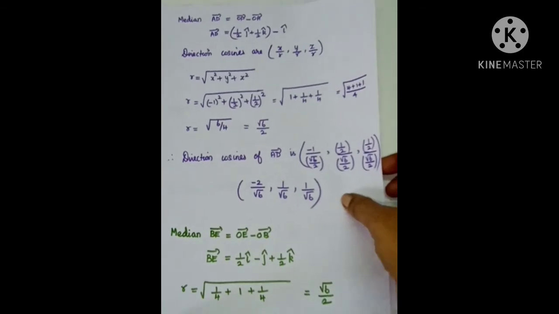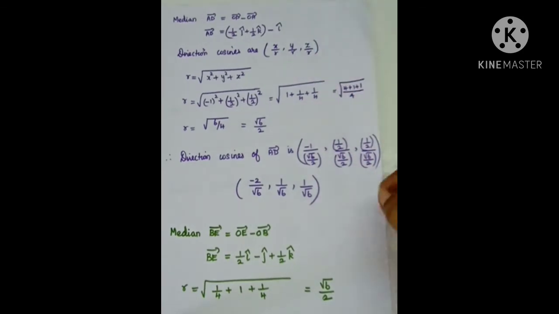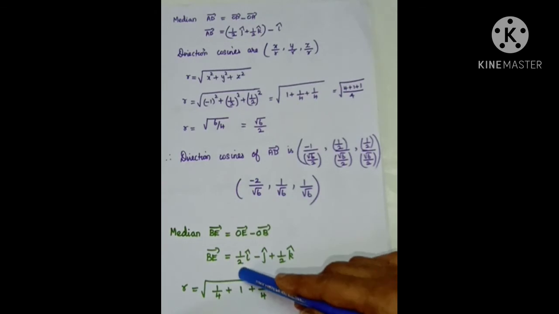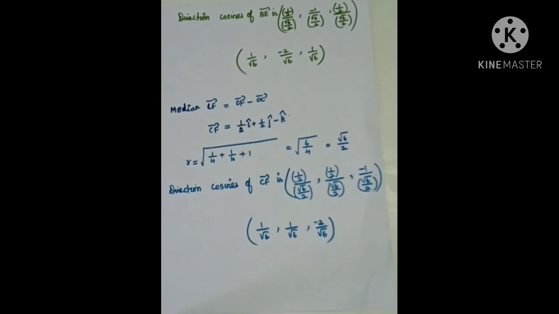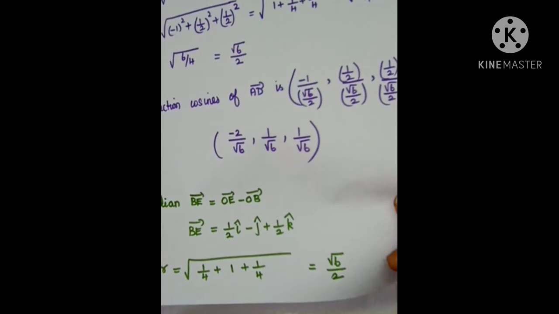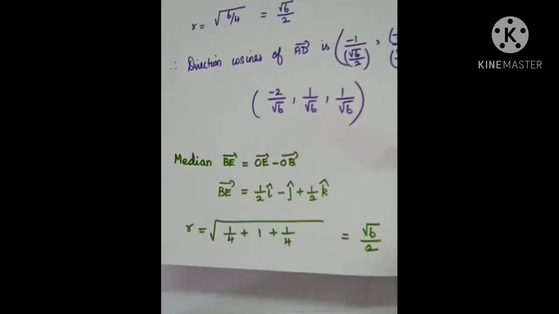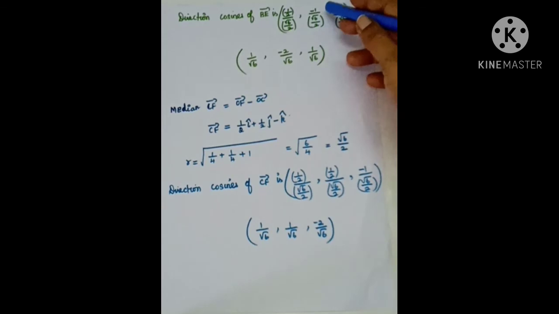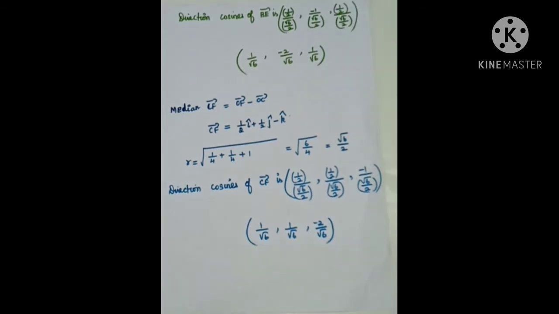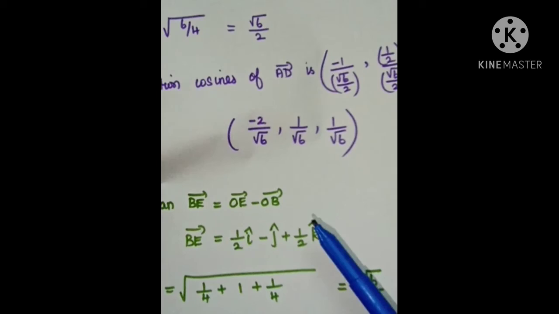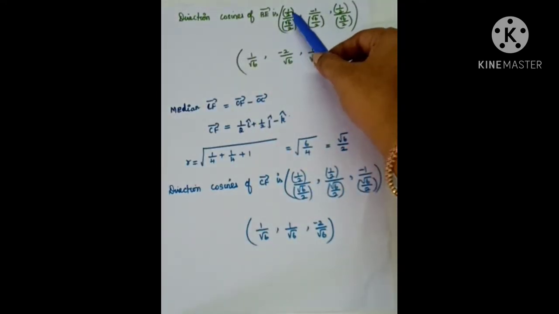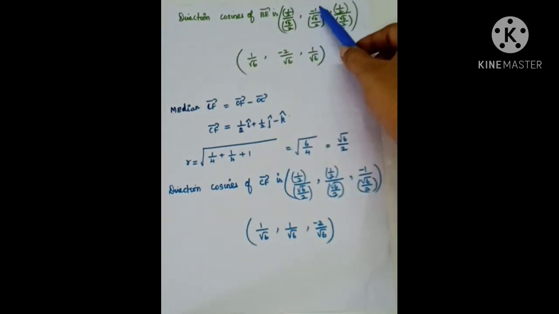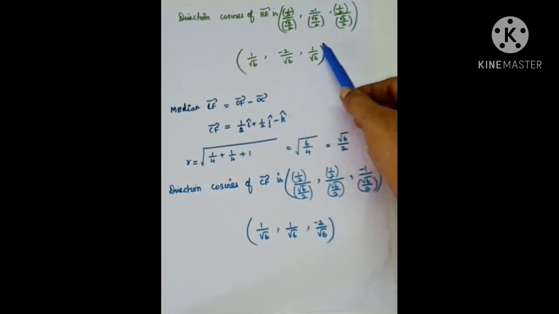And R we have found, you have substituted in this formula, X by R. Now your X is different for this median. So X is half. Half divided by root 6 by 2. And what is your Y for this median? Your Y is nothing but minus J cap. So therefore Y is nothing but minus 1. So minus 1 divided by root 6 by 2. And the next one, Z. What is Z for this? It is 1 by 2. 1 by 2 divided by root 6 by 2. So if you cancel, you will get 1 divided by root 6, comma, this 2 will go to the numerator, minus 2 by root 6, comma, 1 by root 6.